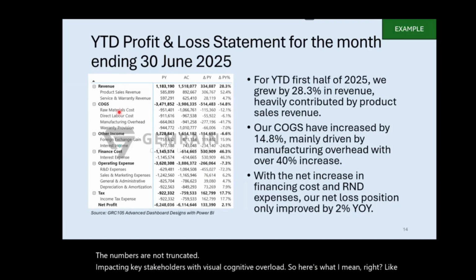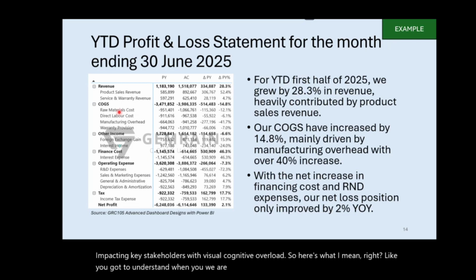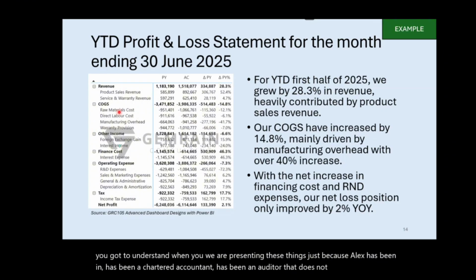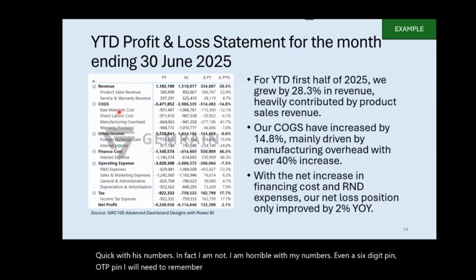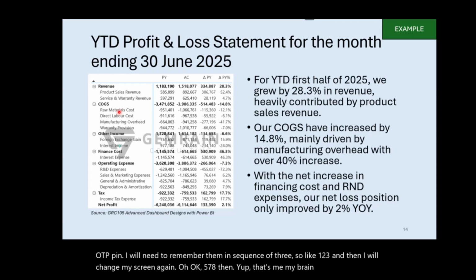You've got to understand, when we are presenting these things, just because Alex has been a chartered accountant, has been an auditor, that does not make Alex quick with his numbers. In fact, I am not. I am horrible with my numbers. Even a 6-digit OTP pin, I'll need to remember them in sequence of 3. So like 1, 2, 3, and then I'll change my screen again. Oh, okay, 5, 7, 8. Yeah, that's me. My brain just unfortunately is wired this way.